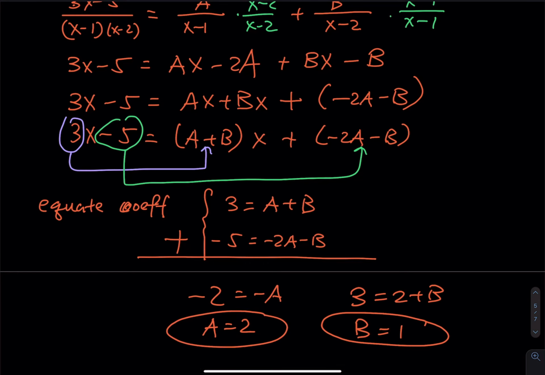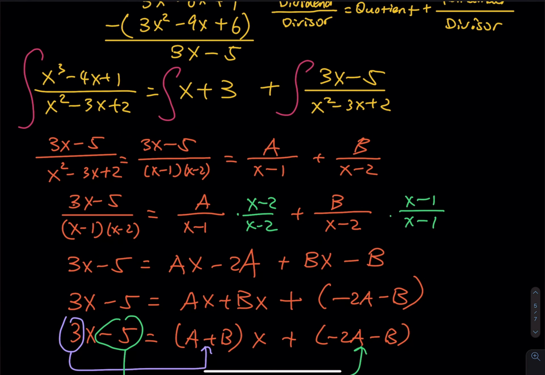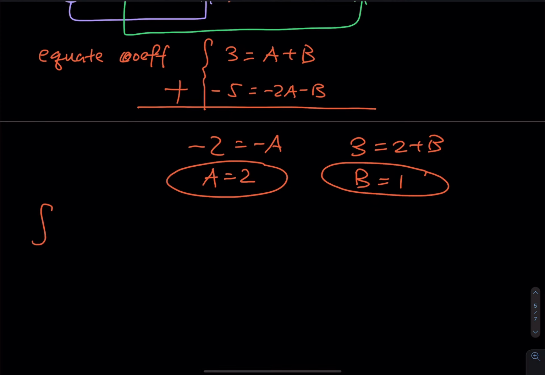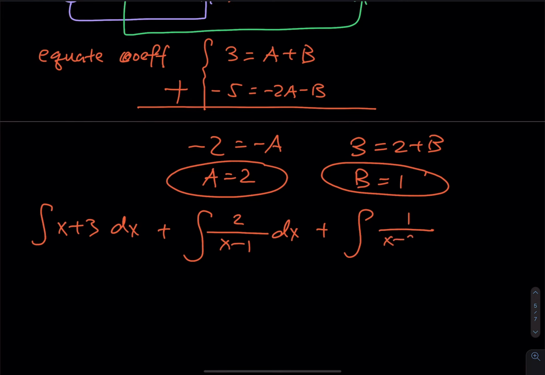So now we got it. A equals 2, b equals 1, and then you have to look back. Don't go too fast. When you look back, do you still see that there is an integral of x + 3, right? Don't miss that. You did all the hard work. You don't want to miss the final step to lose points. Okay, so there is x + 3. Let's bring it down. So overall, you have the integral of (x + 3) dx plus, this is for the a, 2 divided by (x - 1) dx. And then for the b, you have 1 divided by (x - 2) dx.